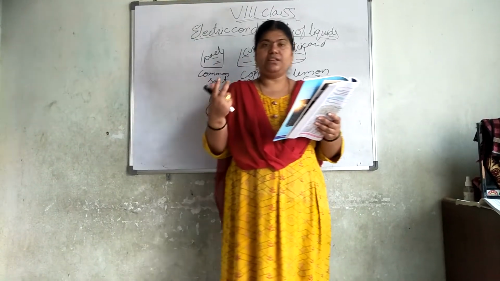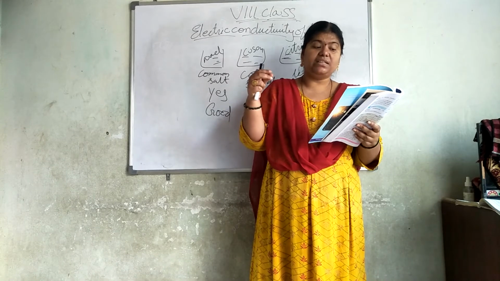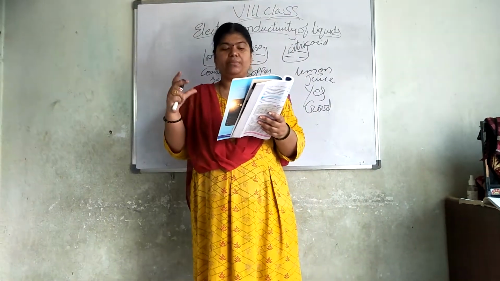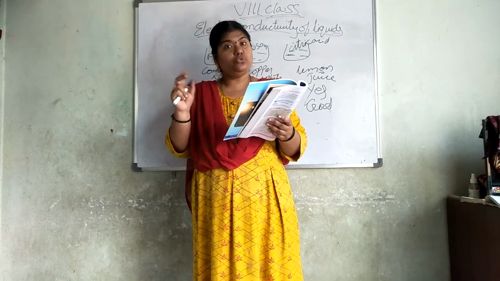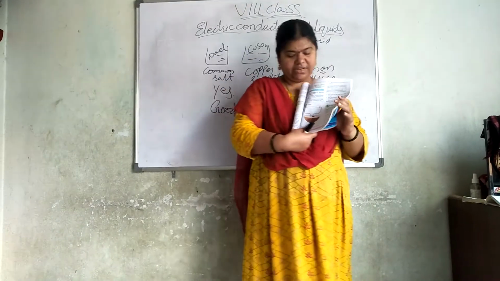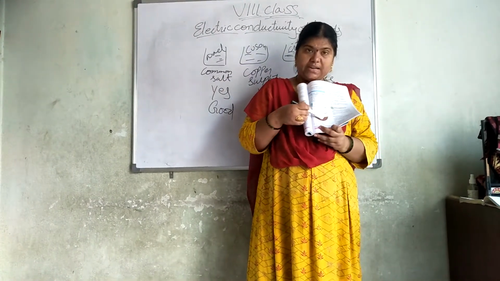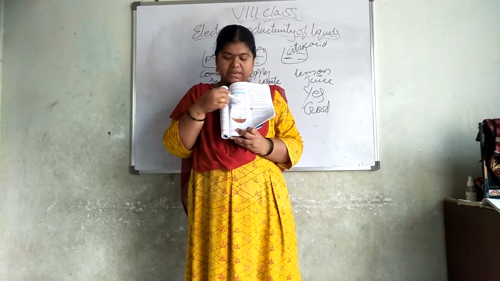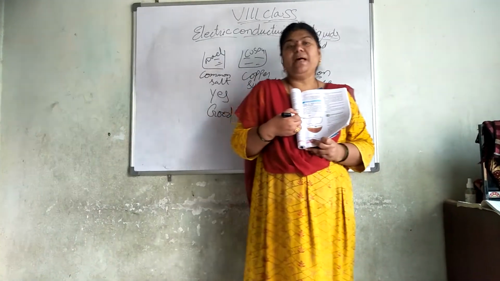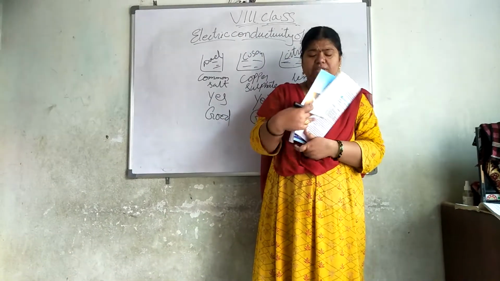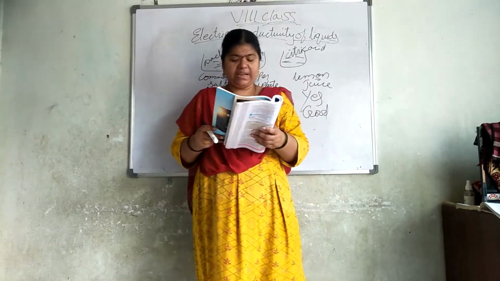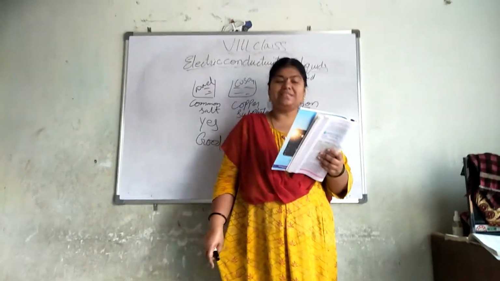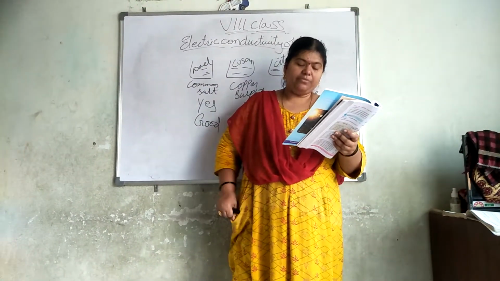Construct a tester with an LED bulb. Insert the two copper wires of the tester into the potato, leaving some distance between them. They should not touch each other. You can see in the figure how it is given. This is a potato. The wires are connected. These wire pins are kept here. This is the dry cell and this is an LED bulb. Then what we can observe is, does the LED bulb glow? In this situation, we can see that the LED bulb will glow.